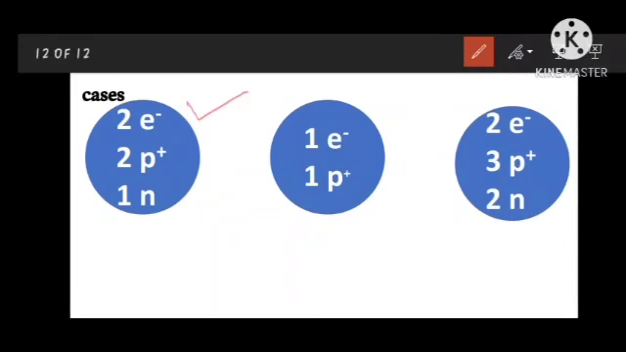We know the charge of electron is -1, the charge of proton is +1 and the charge of neutron is 0. Neutron has no charge. Here 2 electrons are present, that means the charge is -2, plus 2 protons are present, that means the charge is +2, plus 1 neutron is present, that is charge 0. So the net charge is 0.